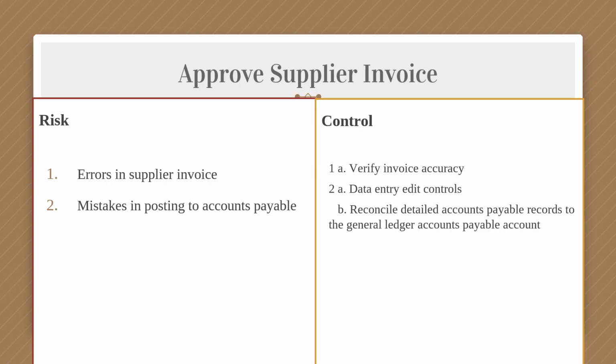Here we have approval of supplier invoice. The risks are errors in the supplier invoice and mistakes in posting to the accounts payable. And the controls: for errors in the supplier's invoice, verify the invoice accuracy, whereas for the mistake in posting to the accounts payable, we have 2 controls: A, data entry edit controls, as we mentioned just now, the input controls, and B, reconcile the detailed accounts payable records to the general ledger accounts payable account.